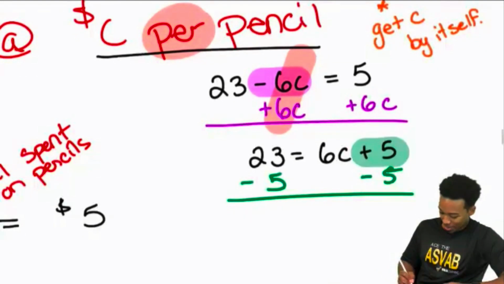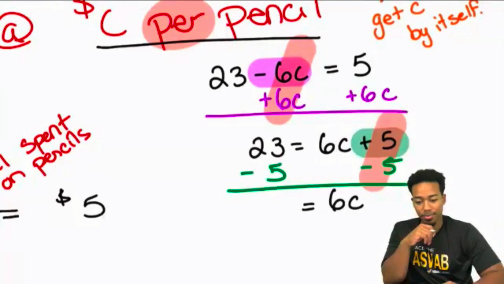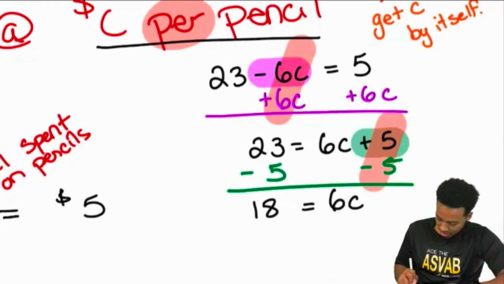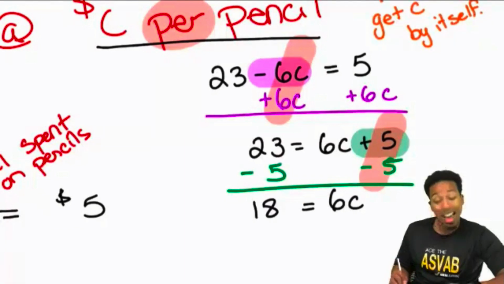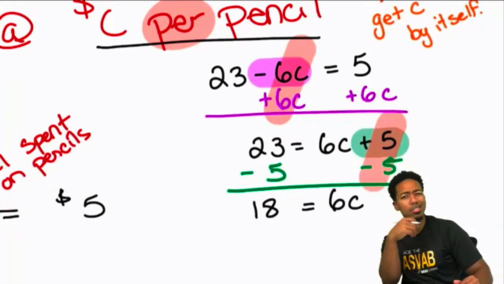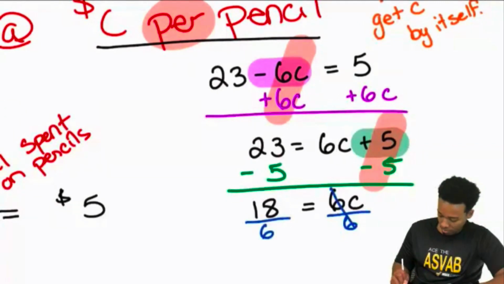And so from there, booyah, that's going to be gone. And now we're ending up with 6C equals what? 18. That is 18. And then from there, everybody, again, we're just doing the opposite operations. Right now, what I see is I got a 6 multiplied with the C. What's the opposite of multiplying by 6? Divide by 6 on both sides. Booyah. And then we got C equals 3.